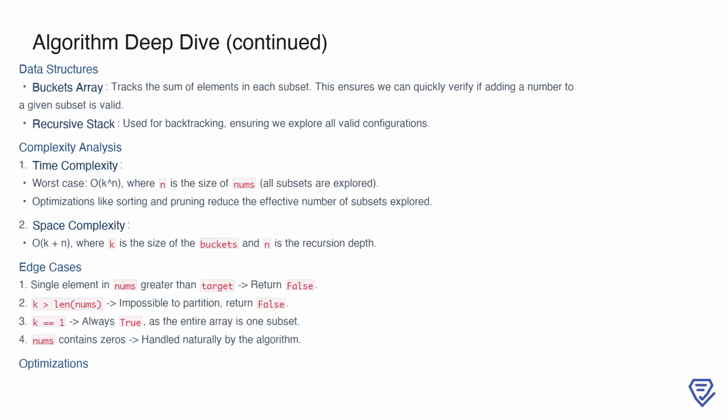For edge cases, the algorithm handles scenarios like when a single element exceeds the target, when k is greater than the array size, or when k is equal to 1, which always results in a valid partition. Zeros in the array are naturally handled without requiring special treatment.